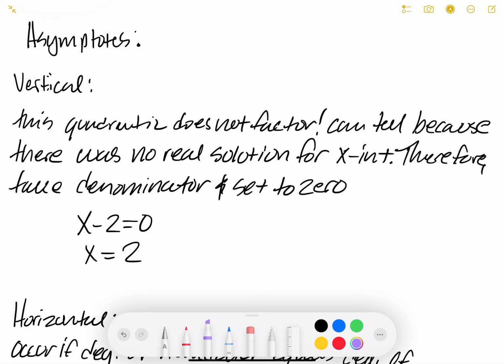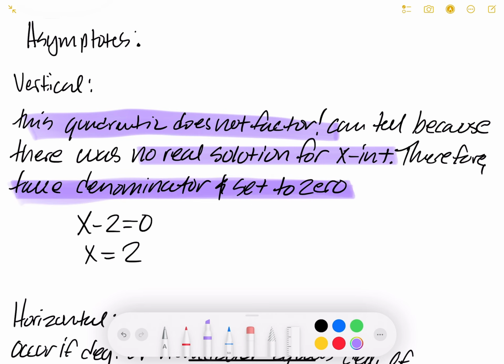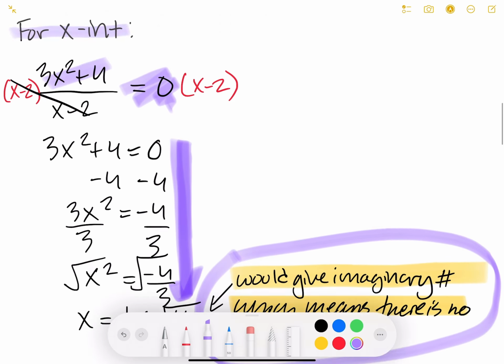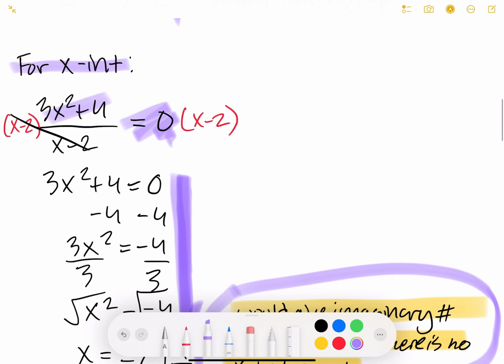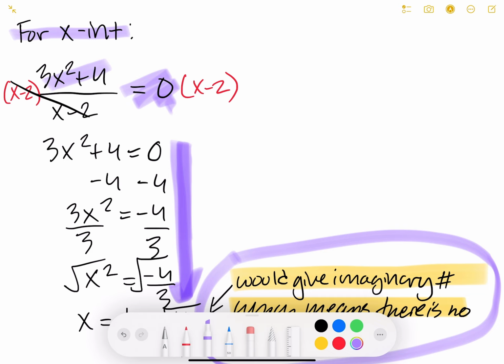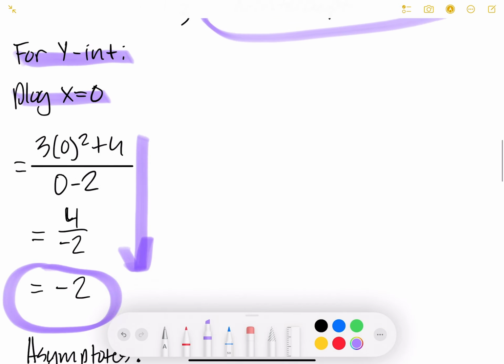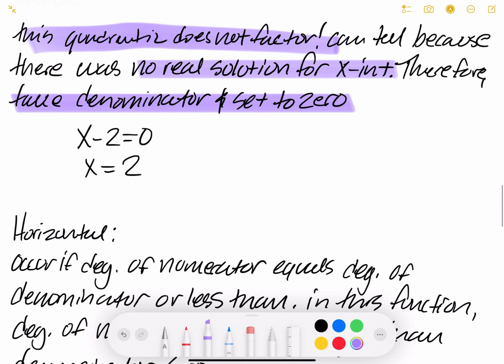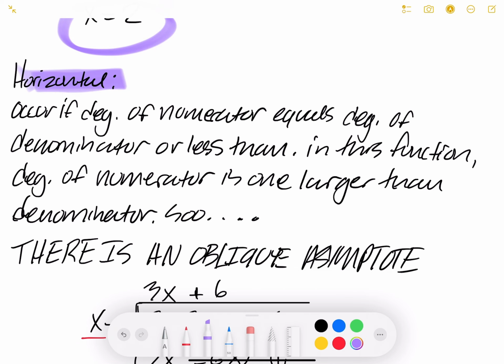Asymptotes. So for asymptotes, this quadratic does not factor because there was no real solution for the x-intercept. So take the denominator and set it to 0. There's nothing you can do with this function, because it cannot factor, so there is nothing to cancel out, which would also mean that there's less possibility of there being holes in this function. So that's exactly what I did. I set the denominator equal to 0, and it gave me x equals 2.